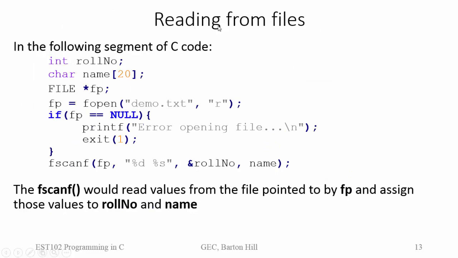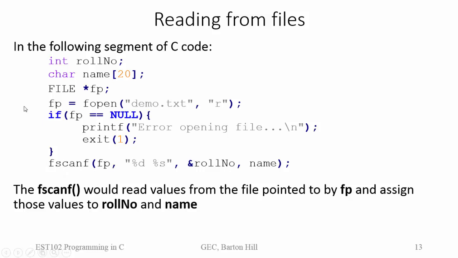Okay, now we will see how we can read from files. Okay, so we have seen these statements about how we can open a file demo.txt in read mode. Then we have seen how we can check whether it has actually opened or not. Okay, now here for reading from files we are using a function called fscanf. So it is very much similar to the scanf function. Okay, so we know about the scanf function, right?